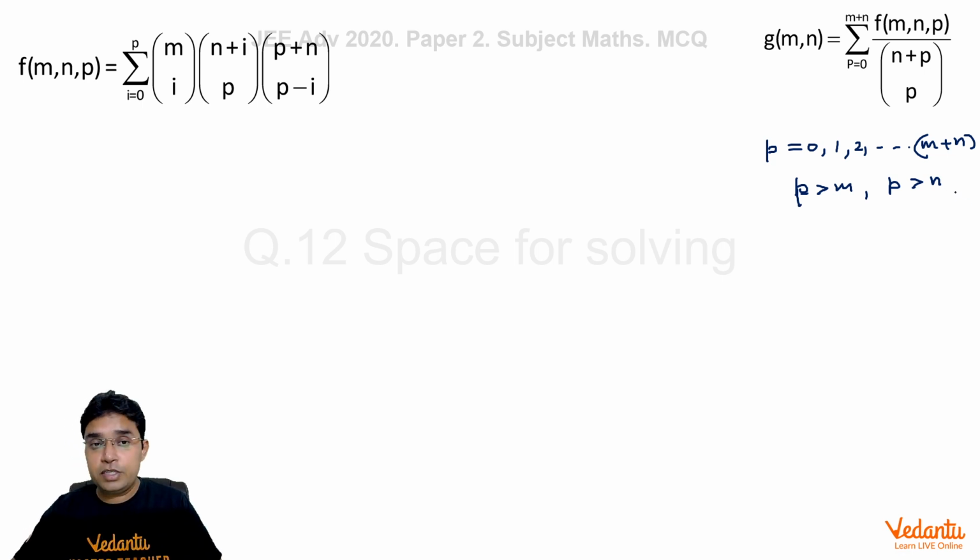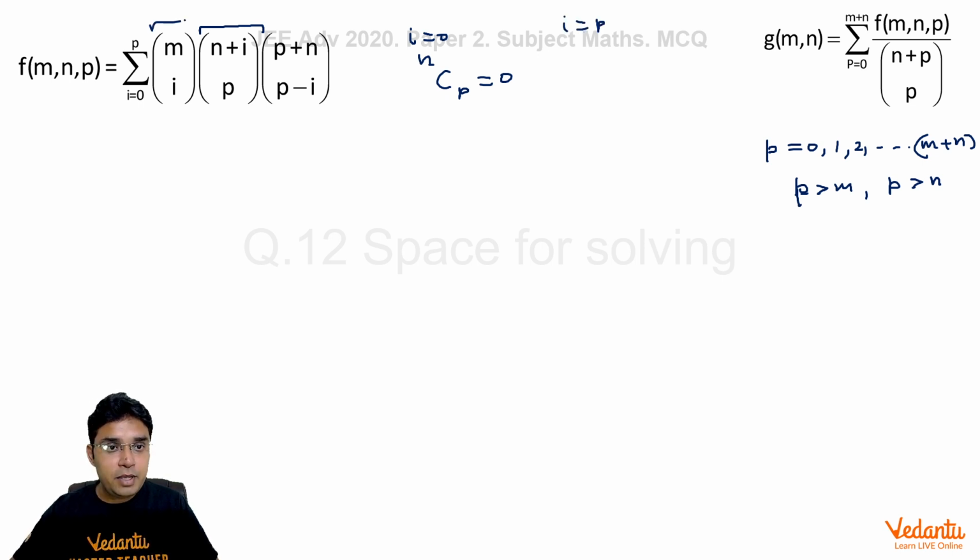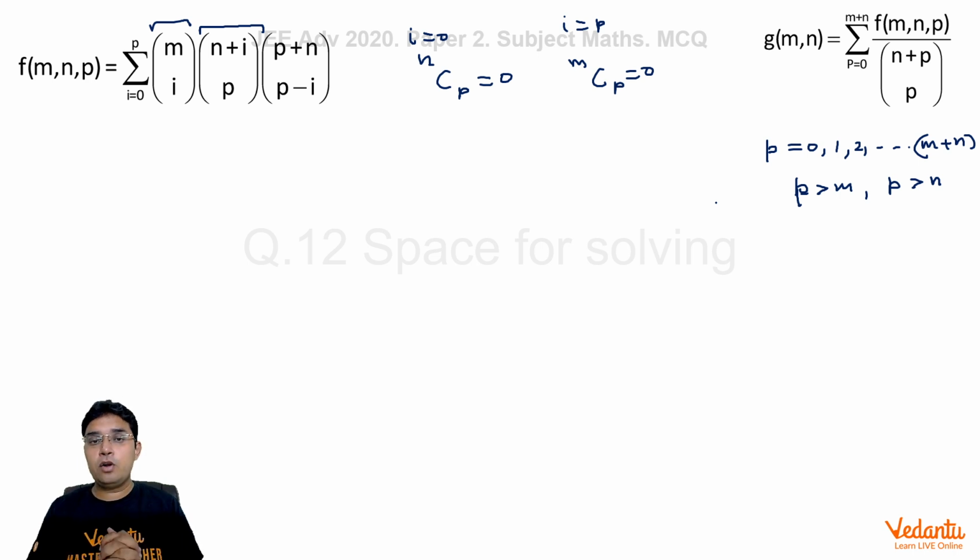Why am I saying this to you? Because in this f(m, n, p), this middle term, if you notice, if I put i equal to 0, because my first limit is i equal to 0, this will be nCp, and it should become equal to 0 if my p is greater than n. And also for i equal to p, my first term here, which will be mCp, that will become equal to 0. So that means in this f(m, n, p), if my p is greater than m or n, you can get some 0 terms in the beginning or in the end also.